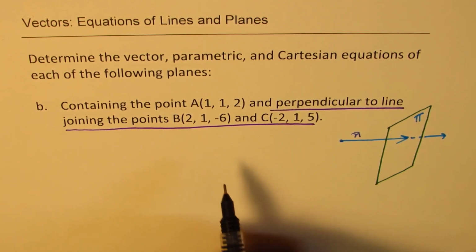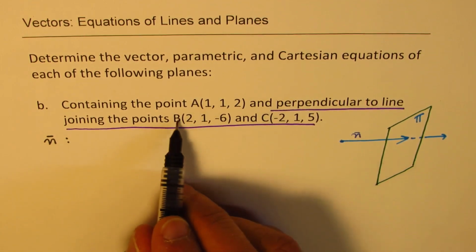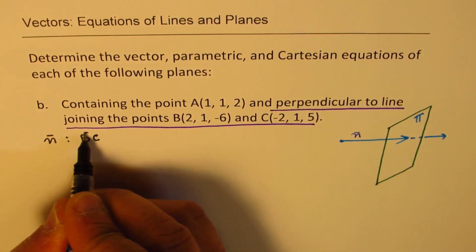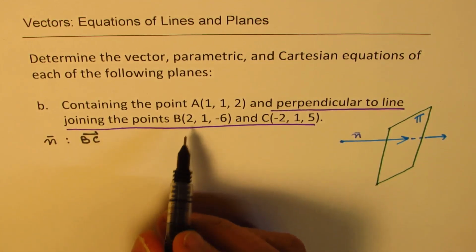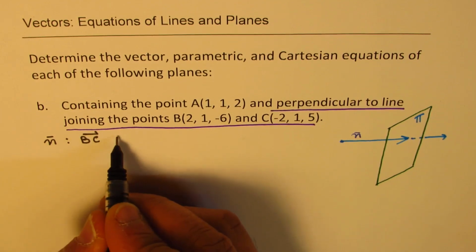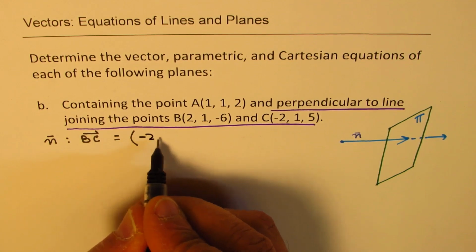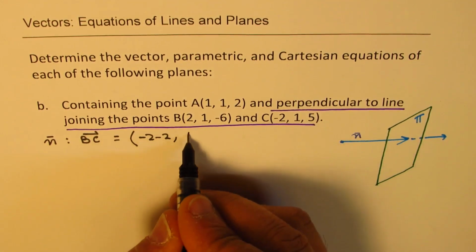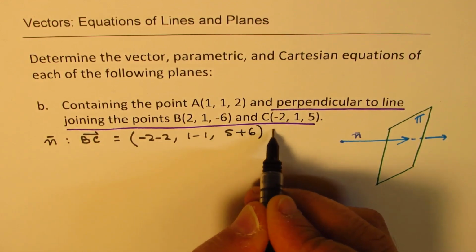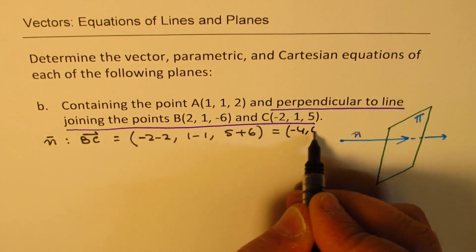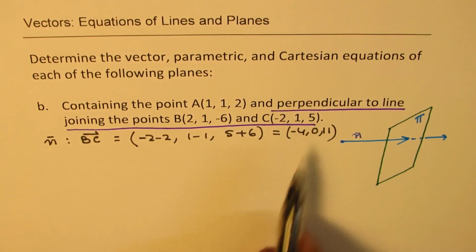So relatively, this question is simpler for us. We can directly find the normal to the plane, which is BC, right? So the direction BC becomes the normal to our plane. So in this case, BC is what? BC is minus 2 minus 2, then 1 minus 1, and 5 minus 6, correct? So that is (-4, 0, -1)... Is that clear? So that becomes the normal.